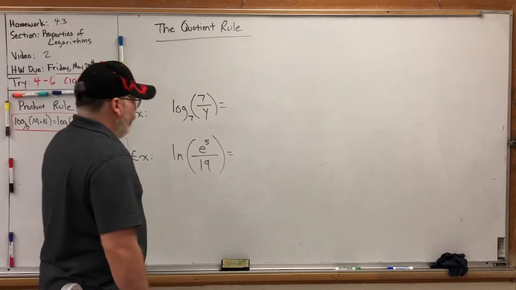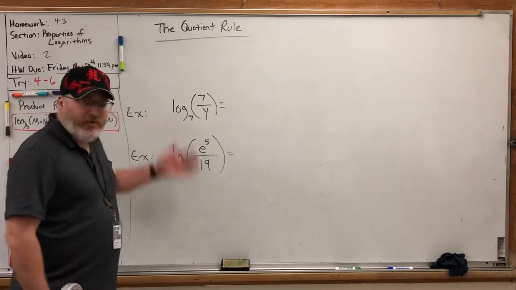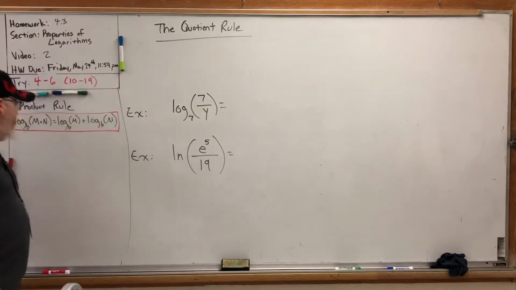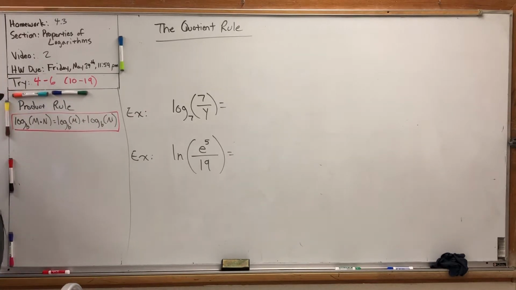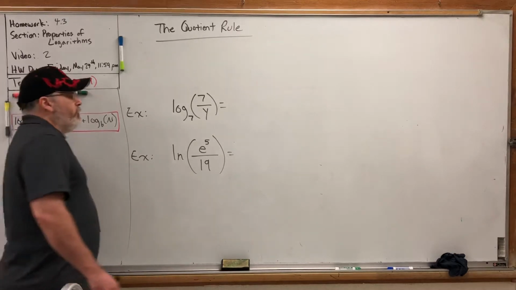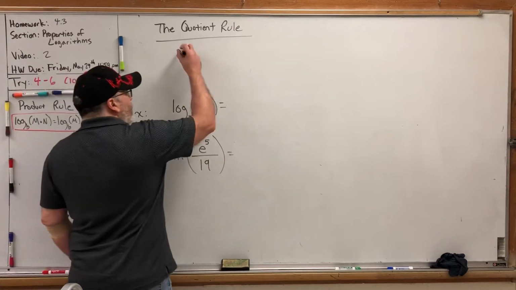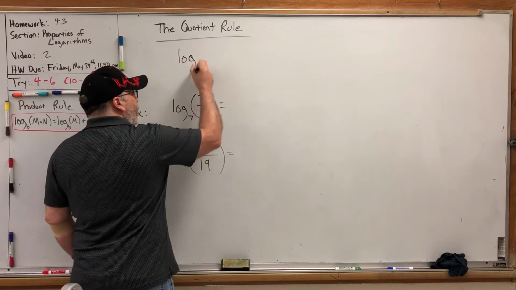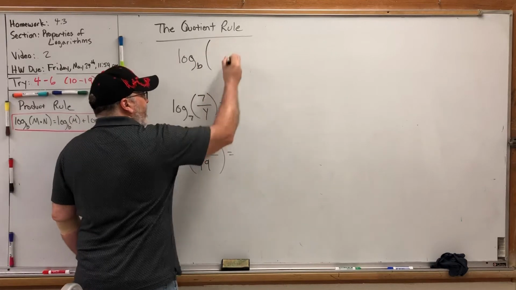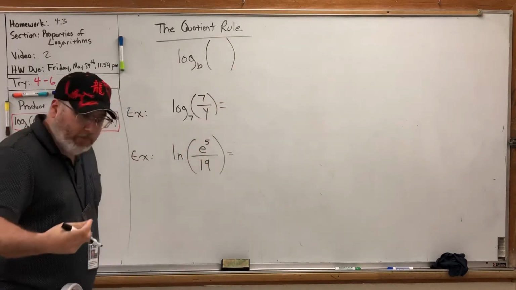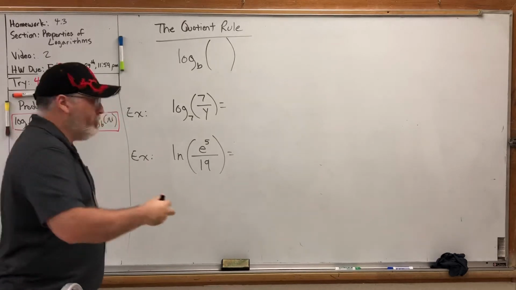So what is the quotient rule? As if these examples couldn't give it away. Well, the product rule is a rule for a logarithm of a product. So the quotient rule is a rule for the logarithm of a quotient, aka the answer to a division problem, which we can write as a fraction.